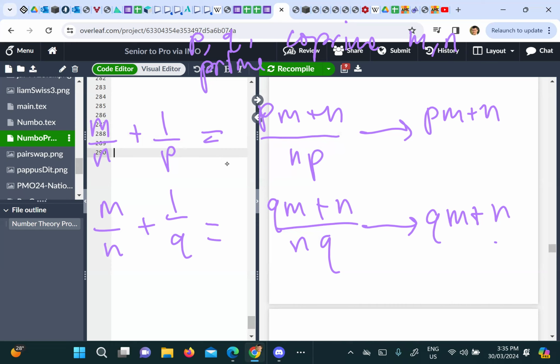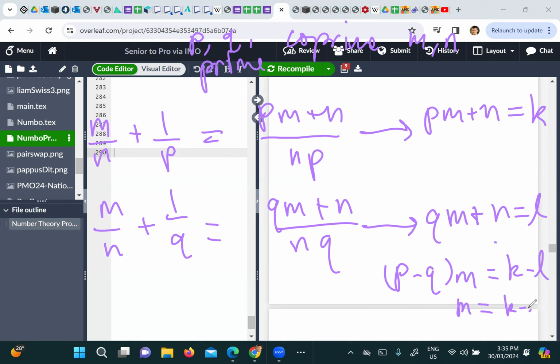So I have these two. This is what they tell you, right? So you know K and then you know L, right? Okay, and you can subtract them and you get P minus Q times M equals K minus L, right? And then M equals K minus L on P minus Q. And if you know M, you can find N. For example, N is equal to K minus P times K minus L on P minus Q.